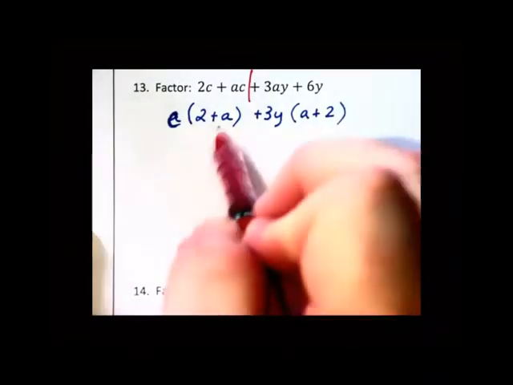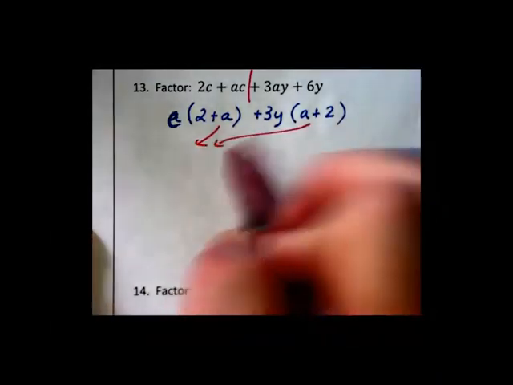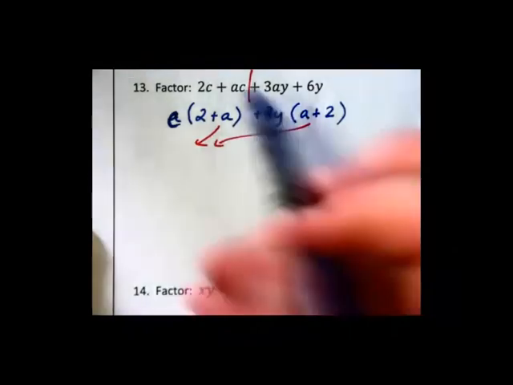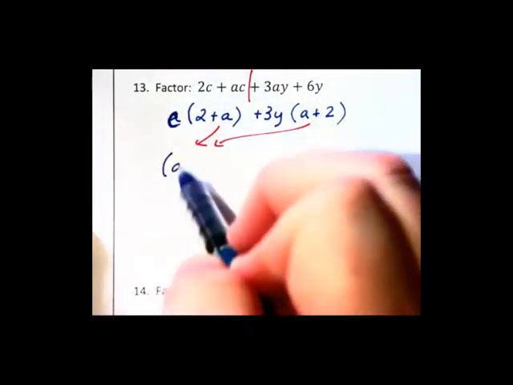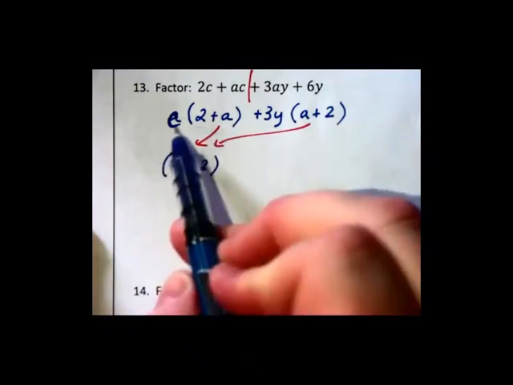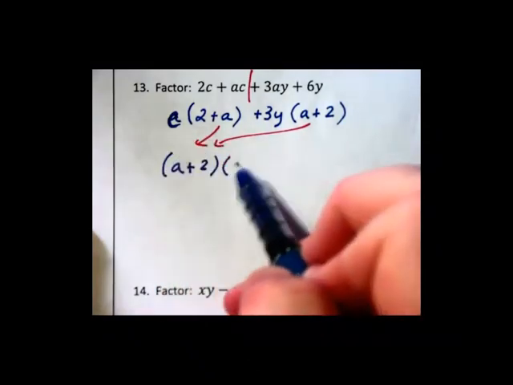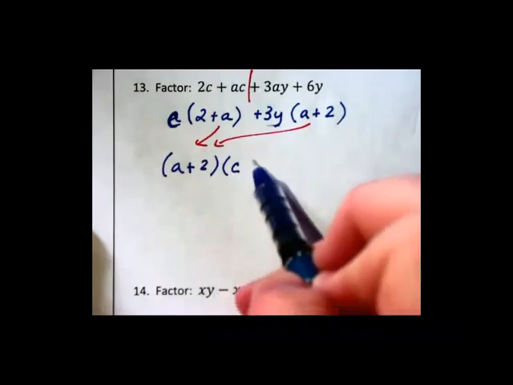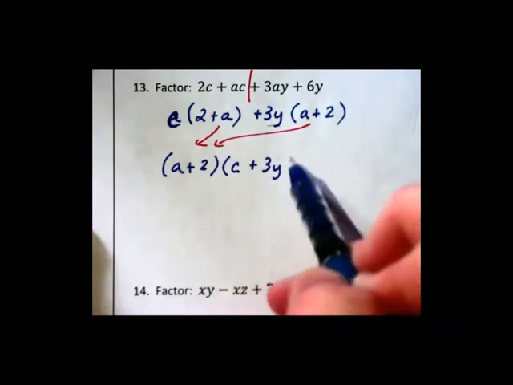The 2 plus a and the a plus 2 are the same by the commutative property of multiplication. I'm going to choose to write that as a plus 2. Dividing it out of each half of the problem leaves c from the first half of the problem and 3y from the second half of the problem.